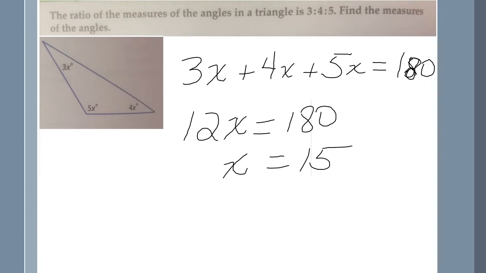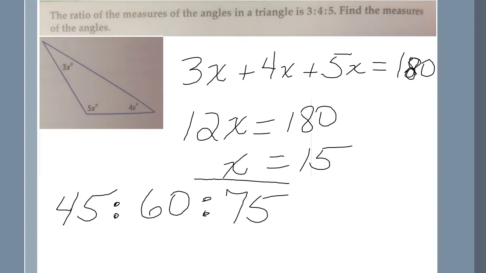So the actual angle measurements, going from small to large, would be 45, 60, 75, and that would be your final answer.